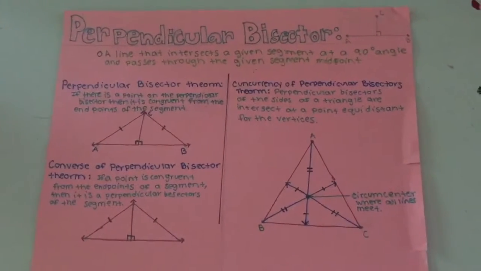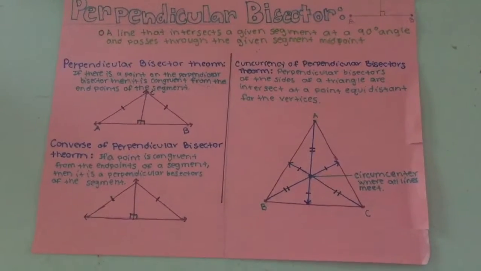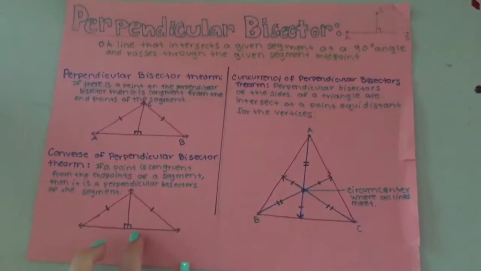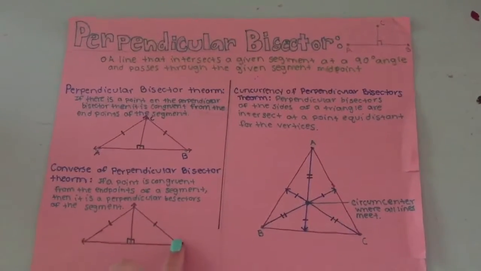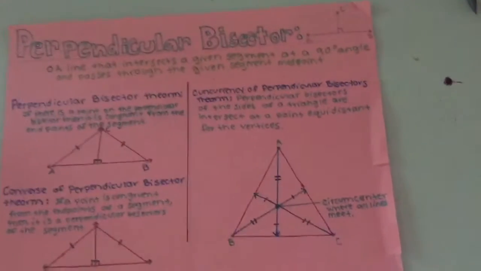Converse of the perpendicular bisector theorem. If a point is congruent from the endpoints of the segment, then it is on the perpendicular bisector. Therefore, if this point is congruent to both these sides, then you know this is a perpendicular bisector.